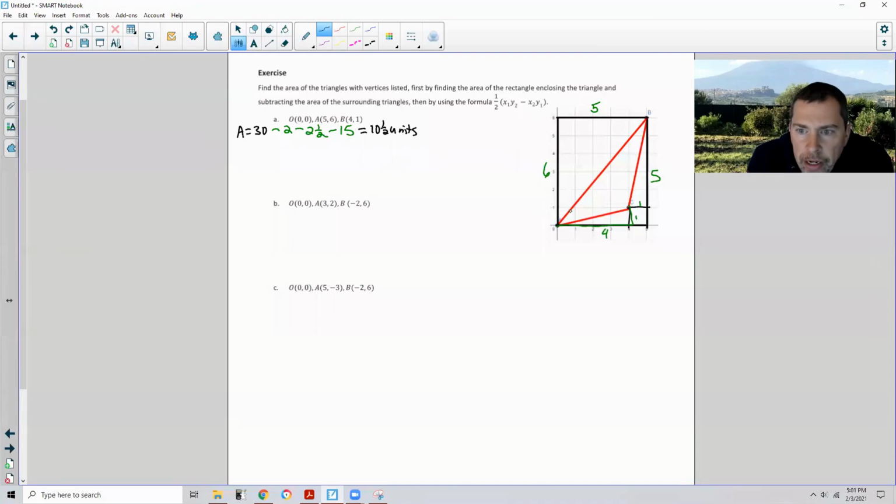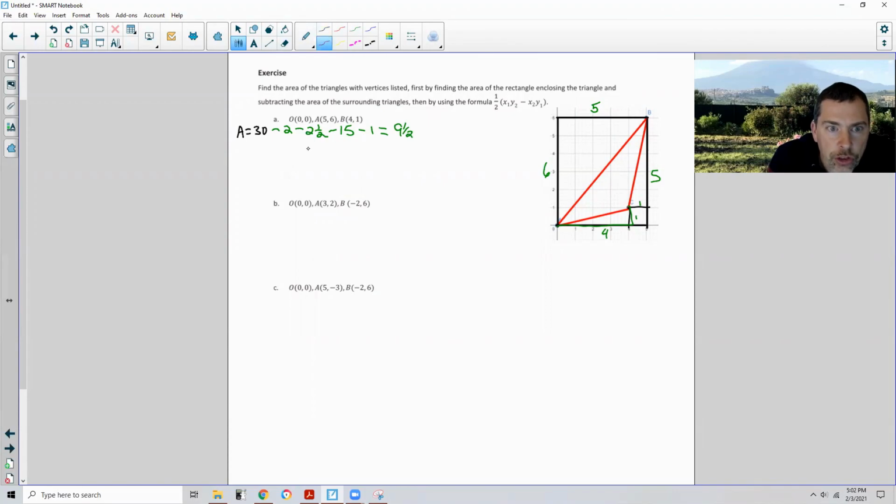Okay, I almost forgot. I didn't take the area of this square down here. 1 by 1 is 1. So let me fix that. I forgot to subtract that little square in the corner. That little square in the corner is an area of 1 by 1, which is 1. So this will equal 9 and 1/2. So that's what we just did there. Now we're going to check it with this formula.